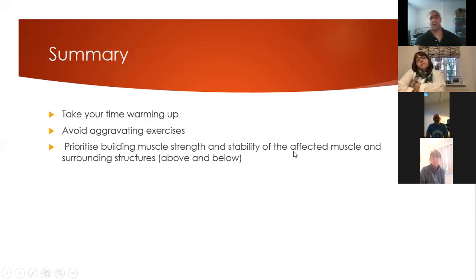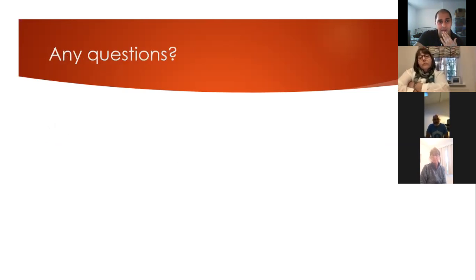Obviously, prioritize building muscle strength and stability on the actual main muscle and the muscles which help surround the joint. I think the most important thing is don't overdo it at the end of the day. Like you said, training hard 3 times a day and then having 2 days of immobility is probably not going to be beneficial to you. So like I said, the little and often method is probably the best way of doing it. Any questions?